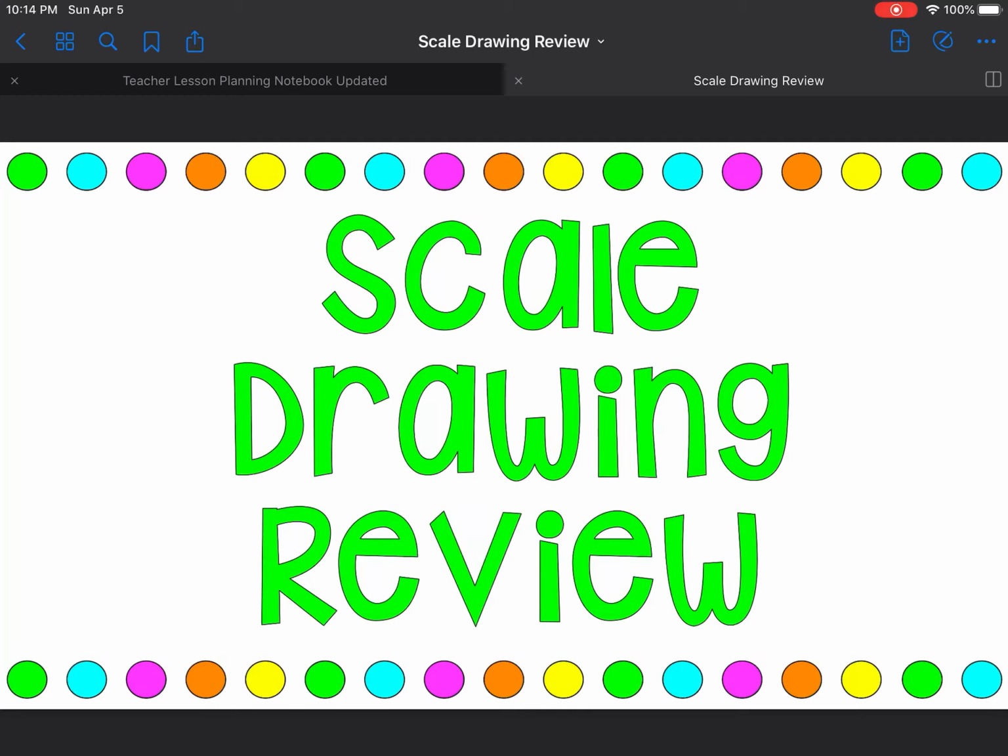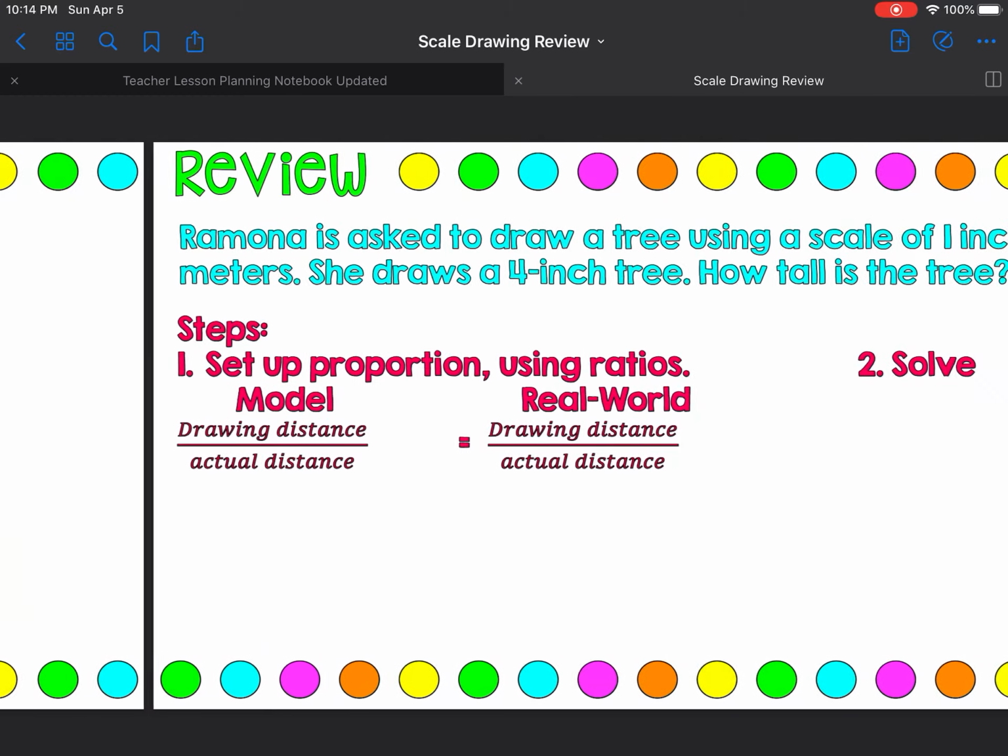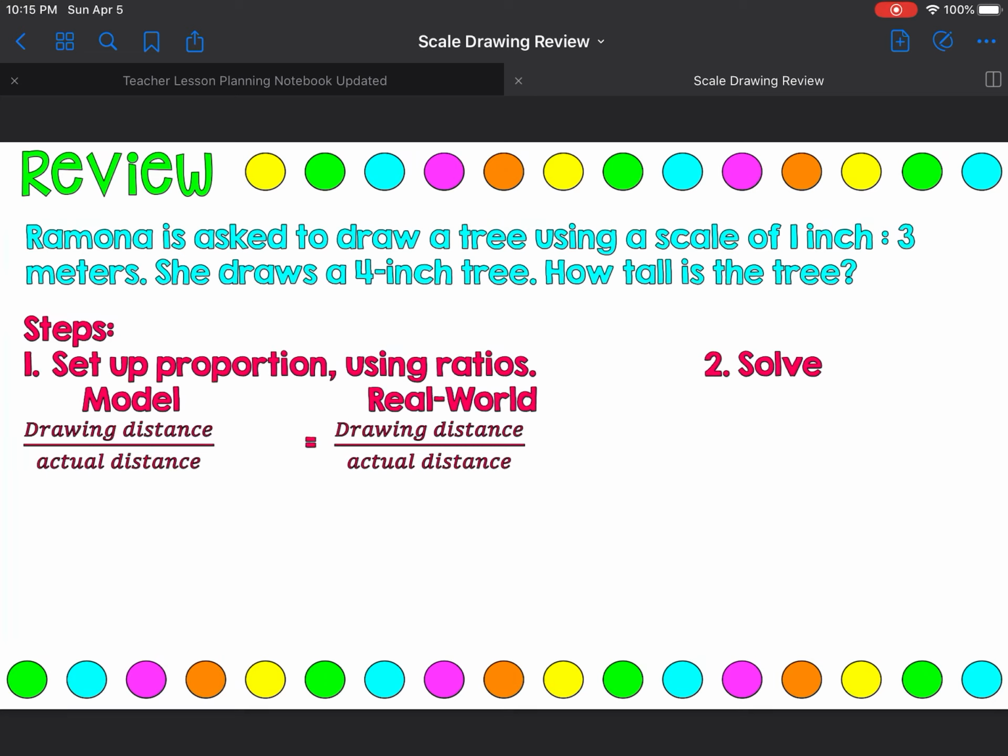So today we're going to start by doing a little reviewing over scale drawing, and then I'm going to have you hop back on over to Teams and complete an assignment within Teams. So let's go ahead and look at some examples.